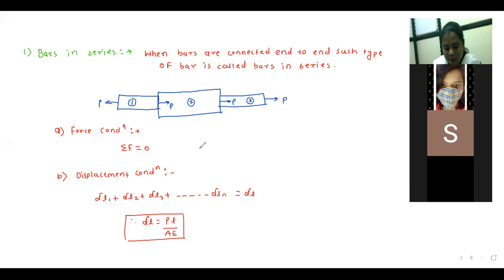Okay, your writing is over. Yes, ma'am. So today we will stop here. In the next lecture, we will see problems on these bars in series. At that time, you have to use these two steps, force condition and displacement condition. So we will take problems in the next lecture. Okay, please don't leave the meeting.